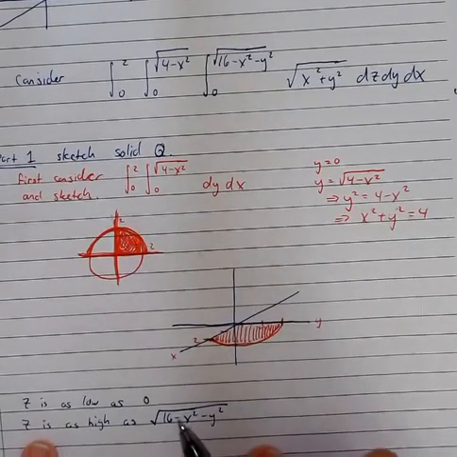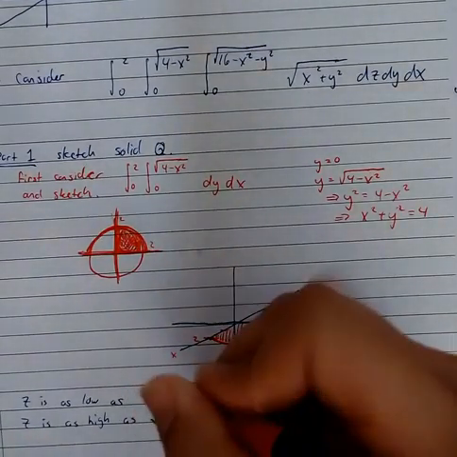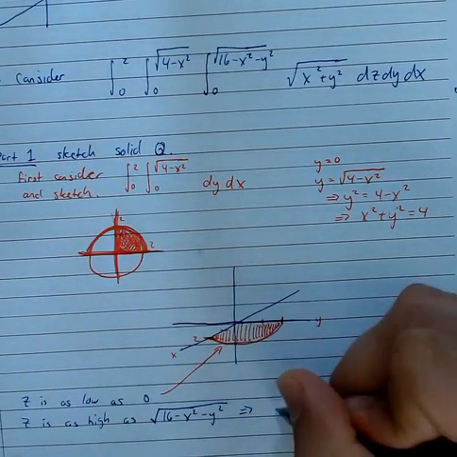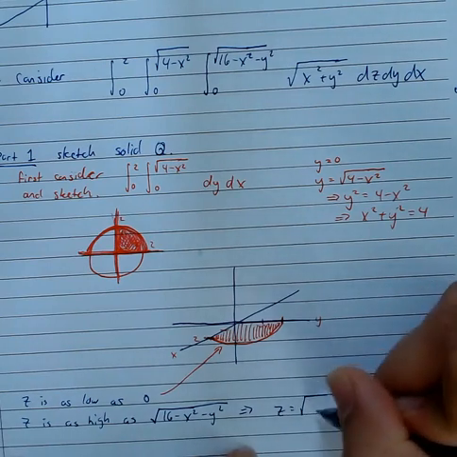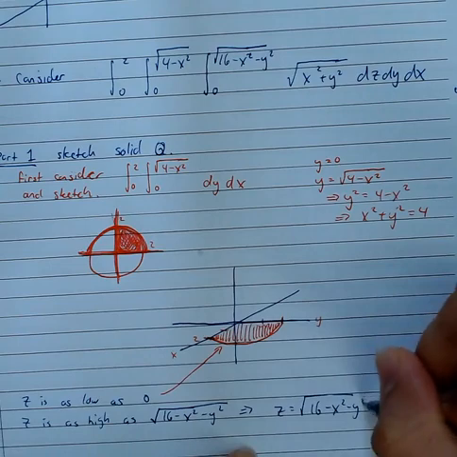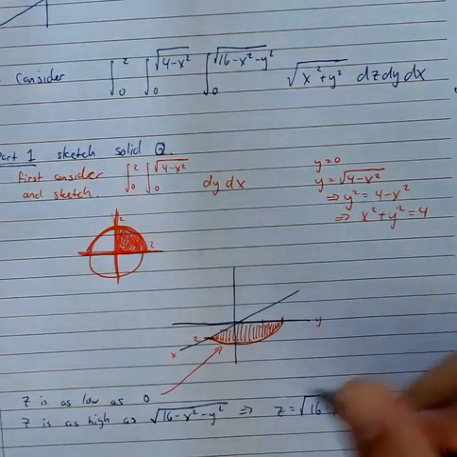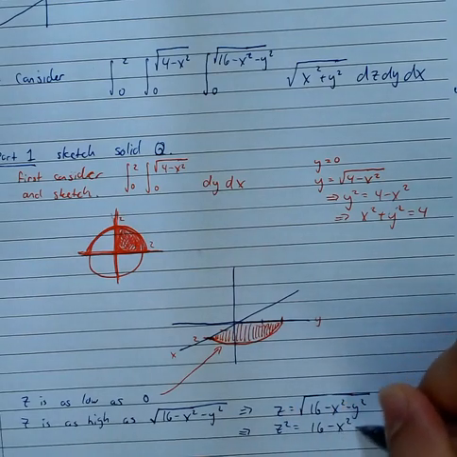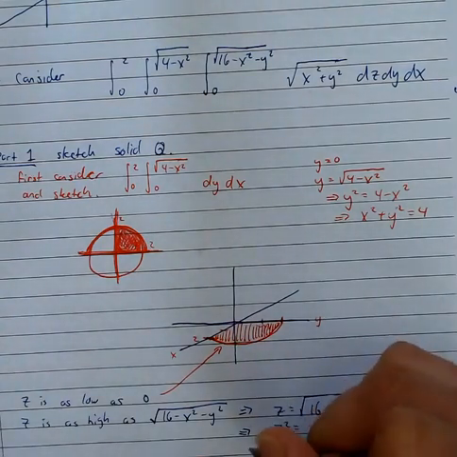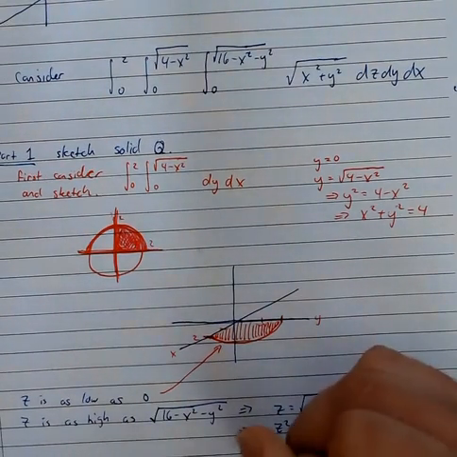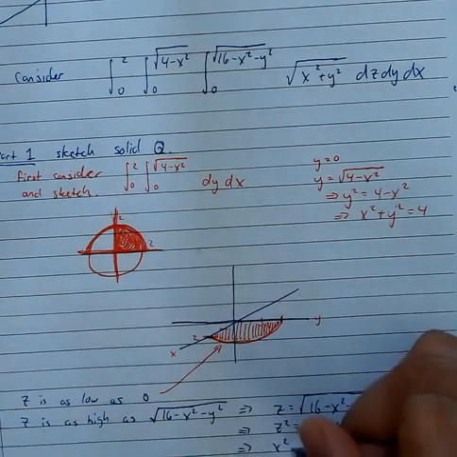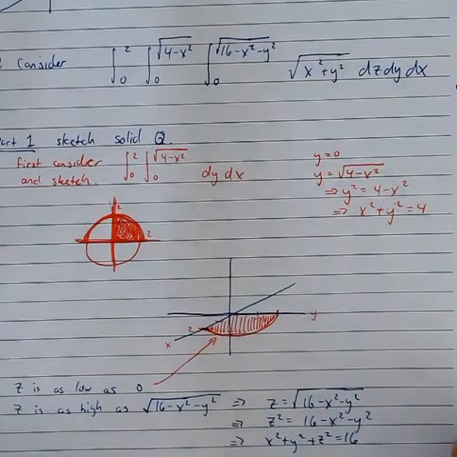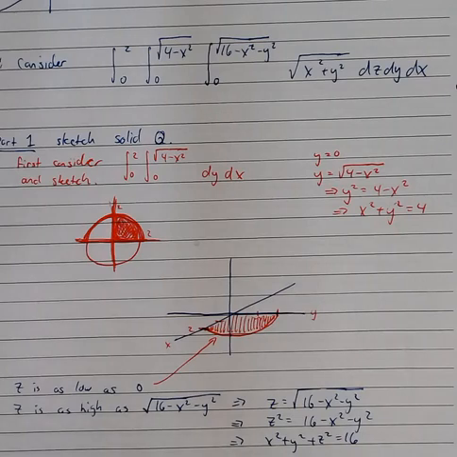Okay, well, I know what z equals to 0 means. That's the xy plane. That's just that one. But now this one, that does look familiar. Z is equal to the square root of 16 minus x squared minus y squared. Let's consider the actual boundary itself. If I now square both sides, that's going to give me z squared equals to 16 minus x squared minus y squared. And if I go ahead and move these over this way, that's going to give me x squared plus y squared plus z squared is equal to 16, which is a sphere of radius 4.